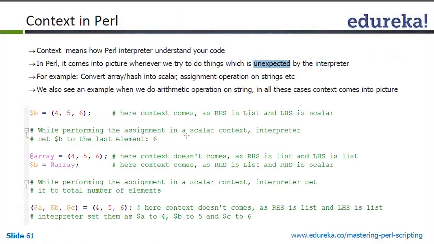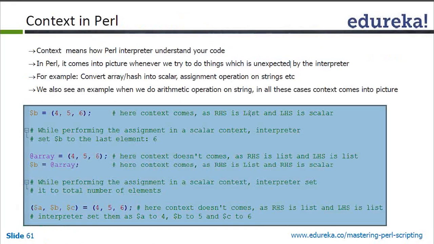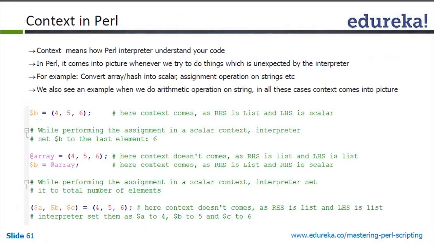While performing the assignment in scalar context, the interpreter sets $b to the last item, 6. Here the context comes in, as the RHS is a list and the LHS is a scalar. The right-hand side is a list having 3 values, while the left-hand side has just 1 value. So the interpreter sets $b to the last item, that is 6. That is how Perl does it.